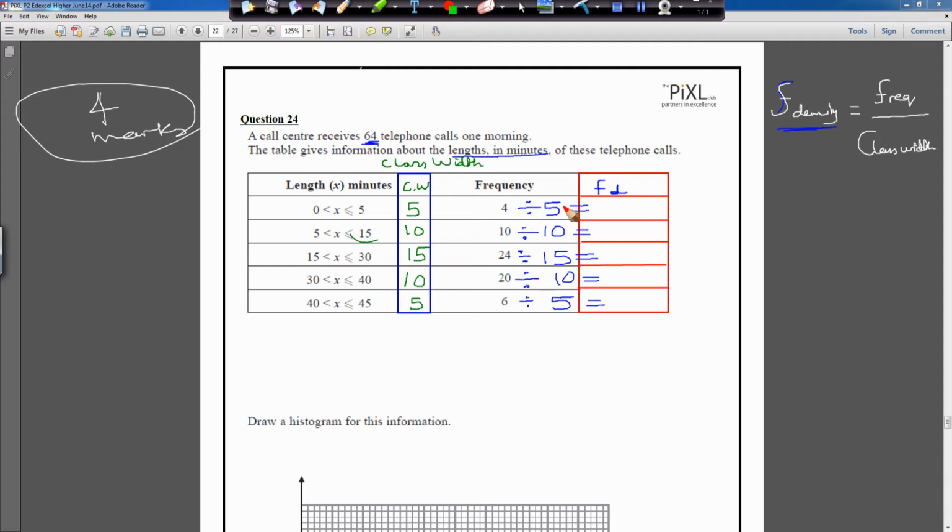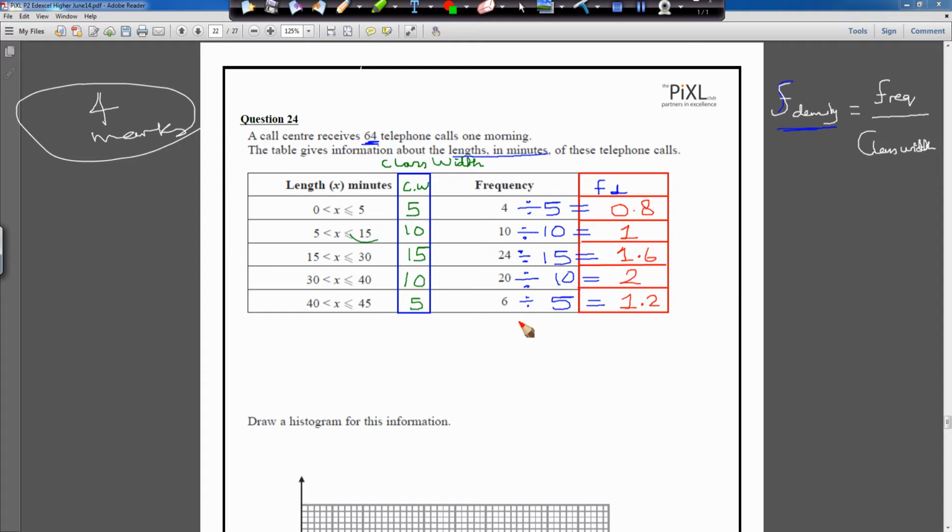So 4 divided by 5 will give us 0.8. 10 divided by 10 will give us 1. 24 divided by 15 will give us 1.6. And 20 divided by 10 will give us 2, which is the highest value so far. 6 divided by 5 will give you 1.2.